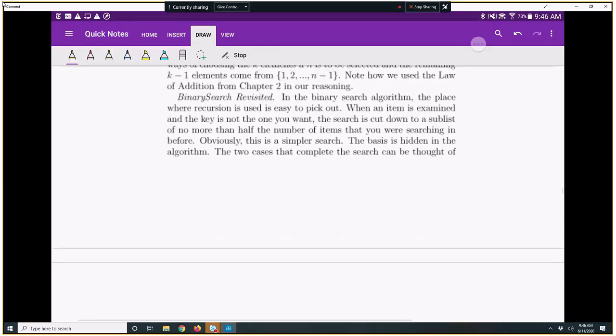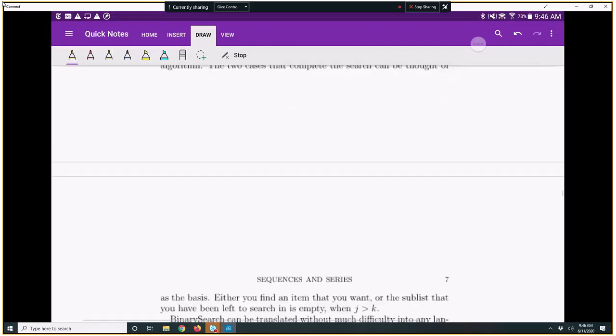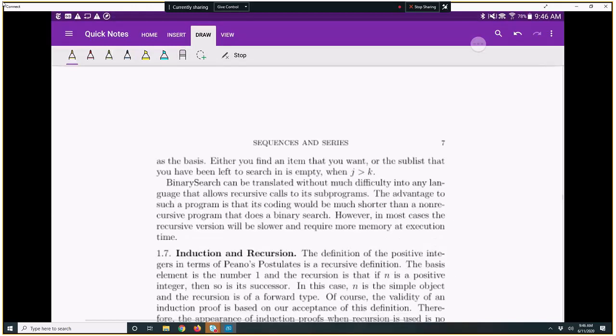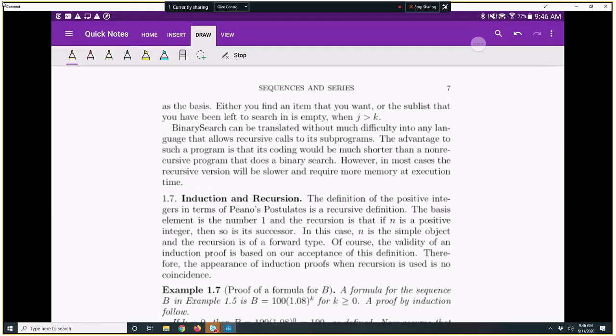So in the binary search algorithm that we discussed, the place where the recursion is used is clear. When an item is examined and the key is not the one you want, the search is cut down to a sublist of no more than half of the items that you were searching in before. So obviously this is a simpler search. The basis is hidden in the algorithm. The two cases that complete the search can be thought of as the basis. Either you find an item that you want, or the sublist that you have been left to search is empty, when j is greater than k.